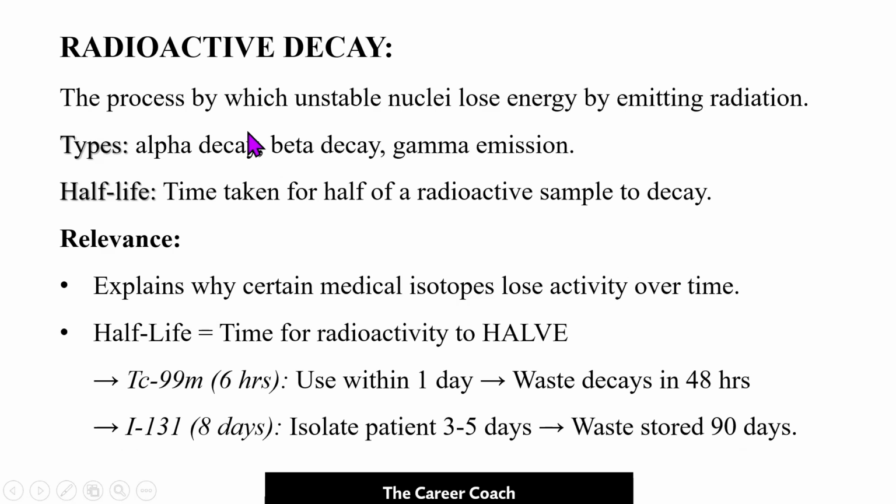We look at radioactive decay. Radioactive decay is simply the process by which unstable nuclei lose energy by emitting radiation. Types of radiation are alpha decay, beta decay, and gamma decay emissions. Half-life is the time taken for half of a radioactive sample to decay. Relevance: radioactive decay explains why certain medical isotopes lose activity over time. Half-life is equal to the time it takes for radioactivity to be cut in half.